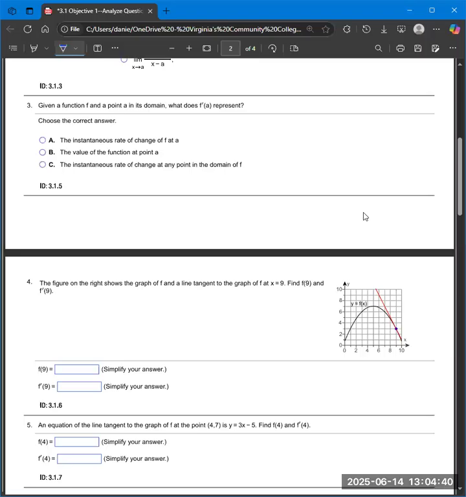Given a function f and a point a in the domain, what does f prime of a represent? That would be the instantaneous rate of change of f at a. It would also be the slope of the graph of f at a.